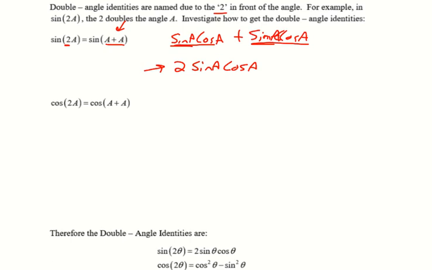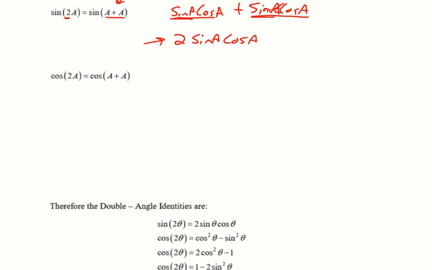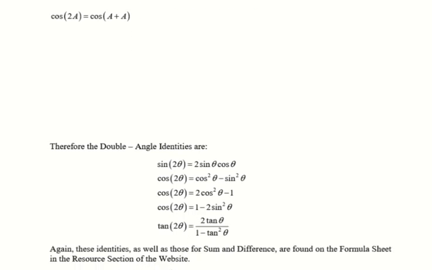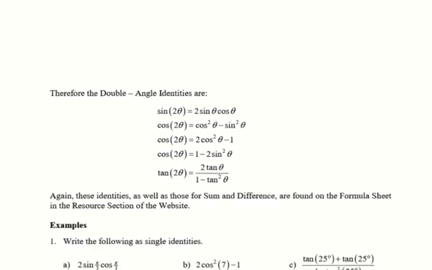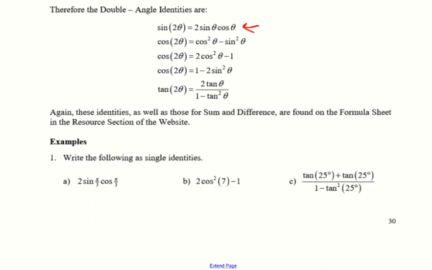I'm not going to go through this one. It ends up being something similar. Let's just get right into the identities here. Cos 2 theta could be written like some of these other ones here. So let's use them. This one says write the following as single identities.